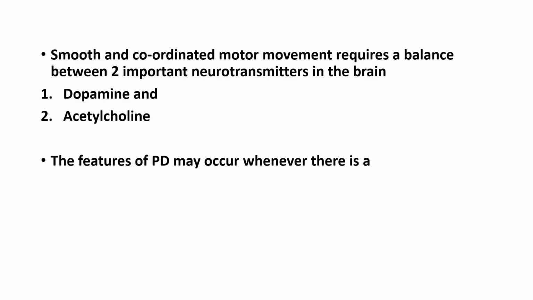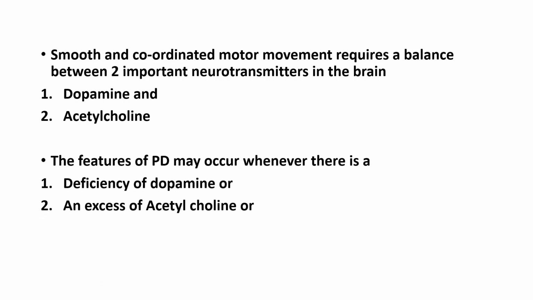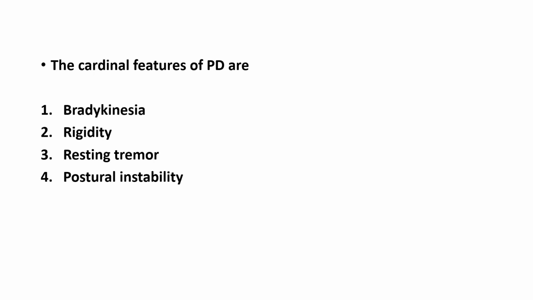The features of Parkinson's disease may occur whenever there is a deficiency of dopamine, an excess of acetylcholine, or a combination of both. These result in the manifestations of the cardinal features of Parkinson's disease, namely bradykinesia, rigidity, resting tremor, and postural instability.